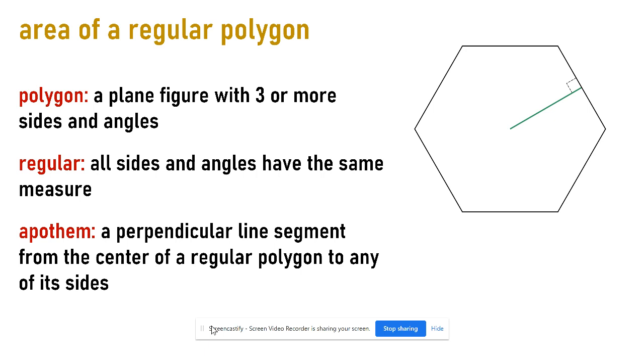A polygon, it says a plane figure, so that means a flat shape with 3 or more sides and angles. So polygons would include all your triangles, quadrilaterals, pentagons, hexagons, octagons, and so forth.